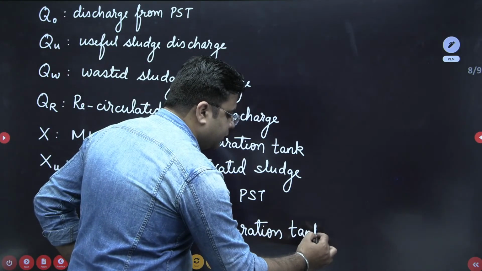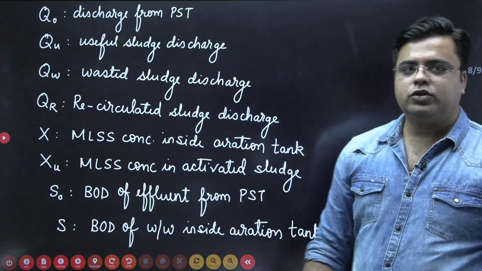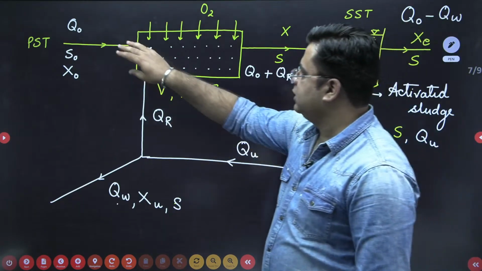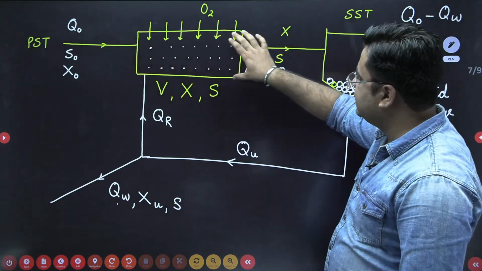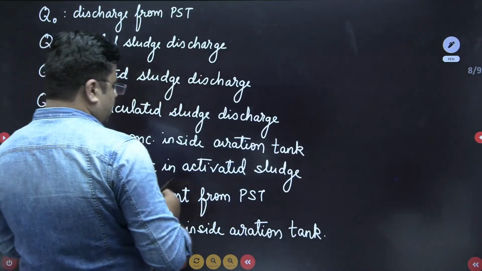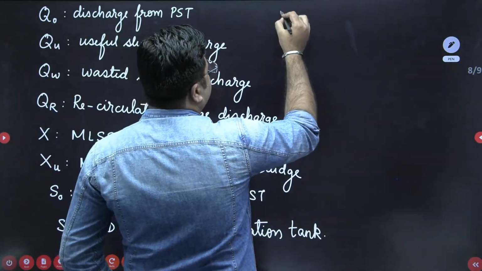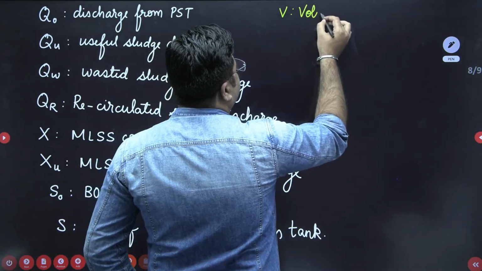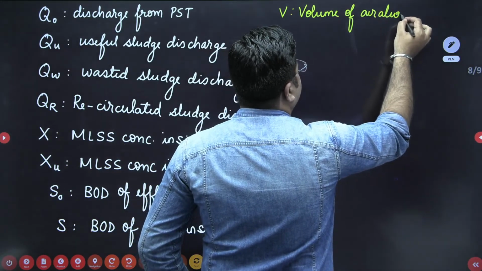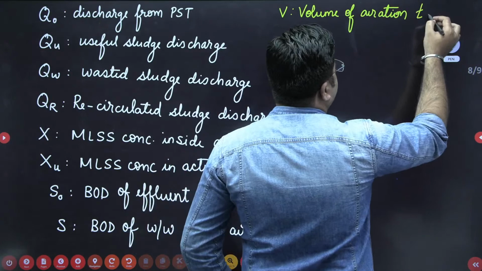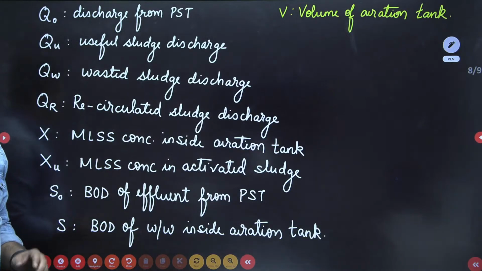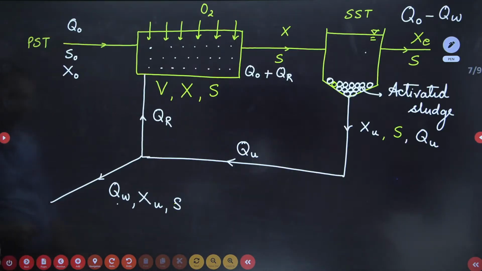So these are the few things that we will require for the analysis. So you should keep a check on all these things. Now when you look into this process, there is flow happening inside this aeration tank. V is also the volume of the aeration tank. So you can also mention V is the volume of aeration tank. So these are the details that we will require while analyzing this activated sludge process.